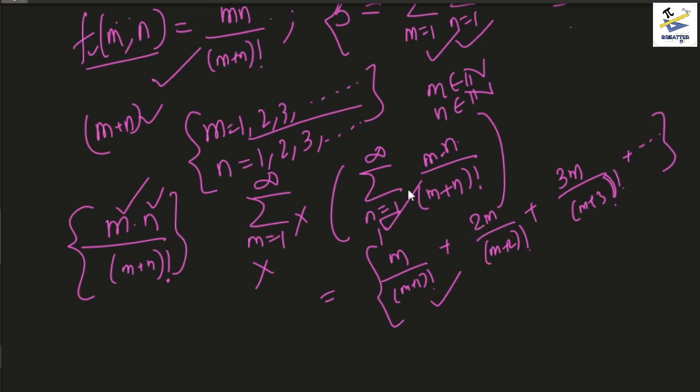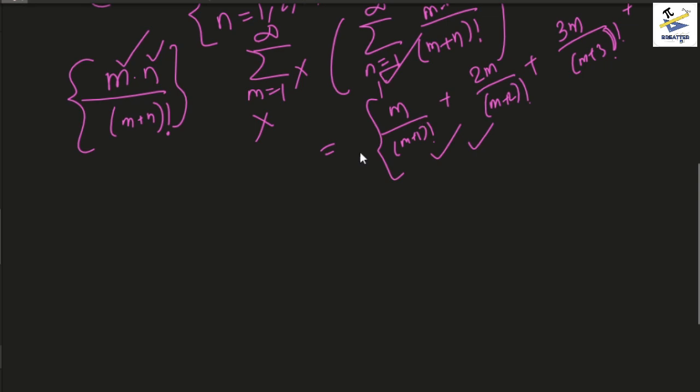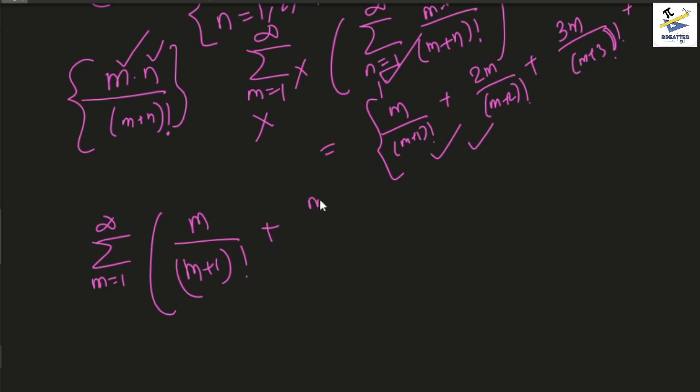Now think of it like this: when we evaluate the inner infinite series, which was n equals 1 to infinity, we are left with a function which only has terms of m in it, and we again need to sum this infinite series. So basically what we need to do is sum over m equals 1 to infinity this whole thing, which is m by (m plus 1) factorial, plus 2m by (m plus 2) factorial, plus 3m by (m plus 3) factorial, plus dot dot dot all the way up to infinity.